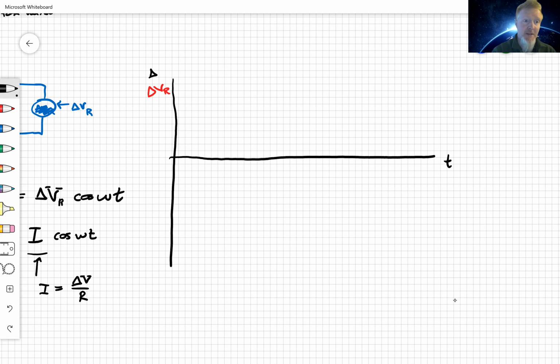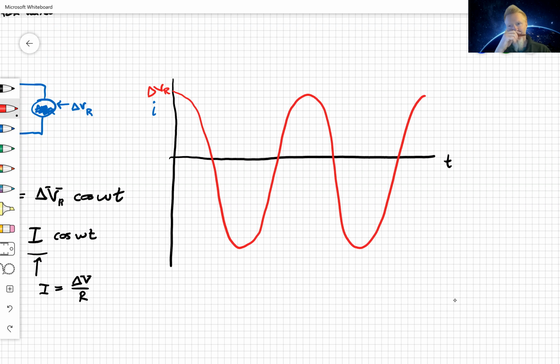Okay, I'll do the voltage in red, and I'll do the current in blue. So the voltage, say, is AC voltage, and the current would be delta V divided by R. Suppose that R is 10 or 5 or 2 or something like that, but it's going to be less, right? So the current is going to be slightly lower, but it's still going to do the exact same behavior as the voltage. So it's going to look like this.